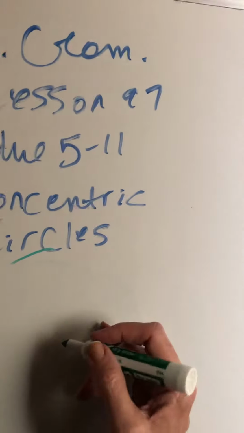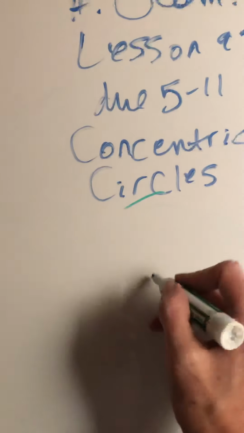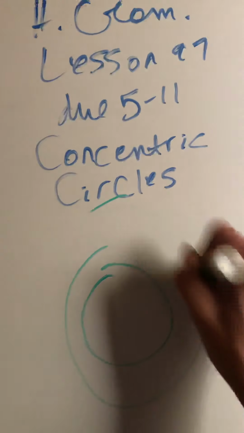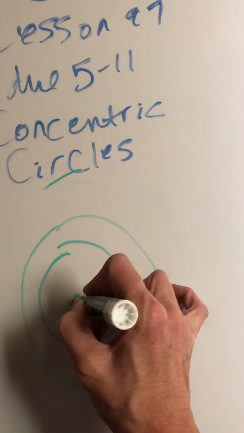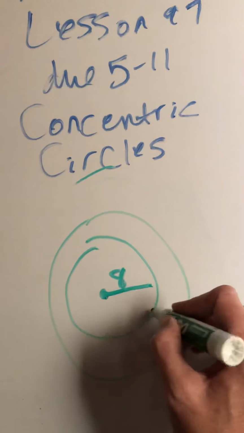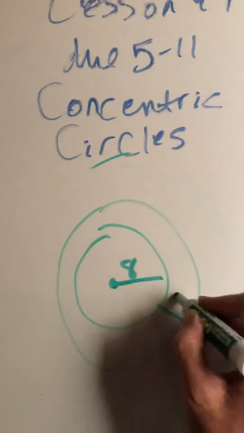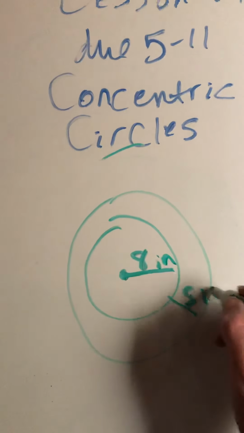So let's see. Let's try another one just to show you that, area of the annulus. So I've got concentric circles. That's the only thing that can make this annulus. This is 8. This is 5. This is 8 inches and 5 inches.